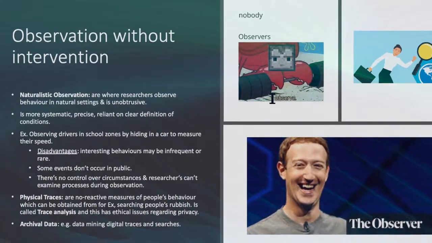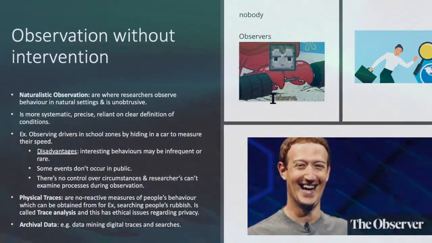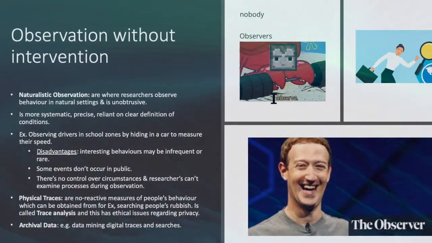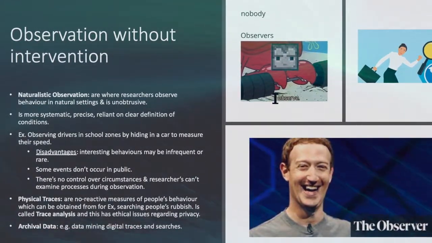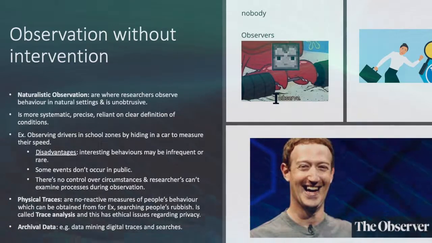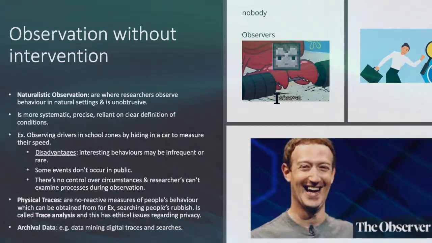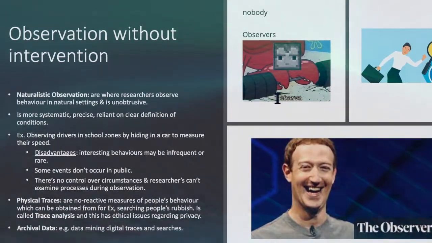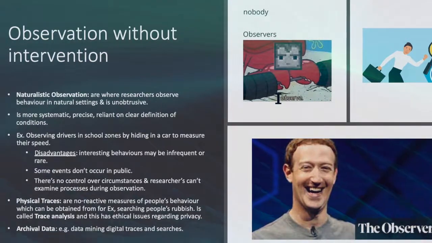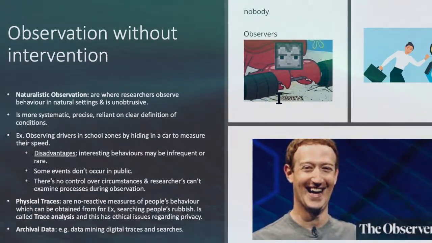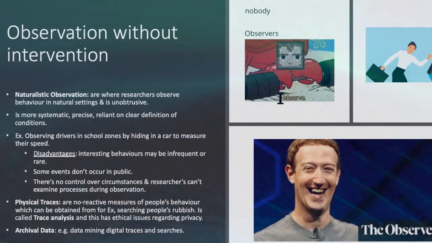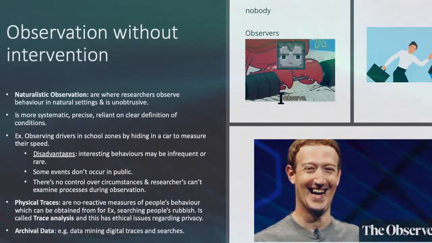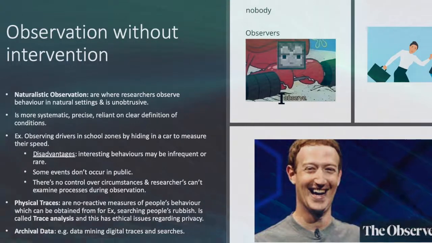Another type of observation without intervention method includes physical traces, which are non-reactive measures of people's behavior, which can be obtained from, for example, searching people's rubbish. This is called trace analysis, and this has ethical issues regarding privacy. I'm guessing things like physical traces are used by archaeologists and forensics, other professions.